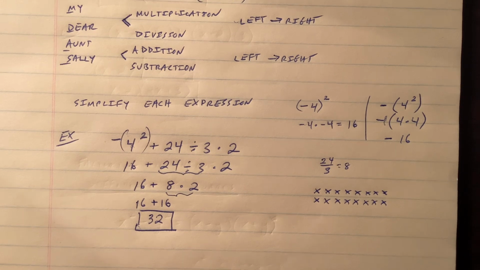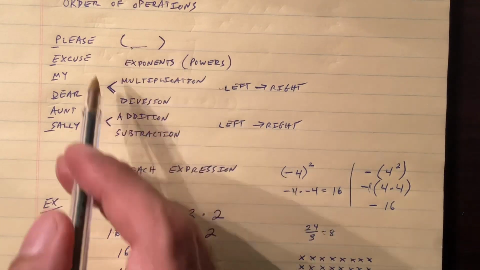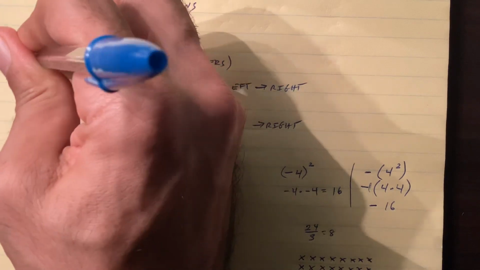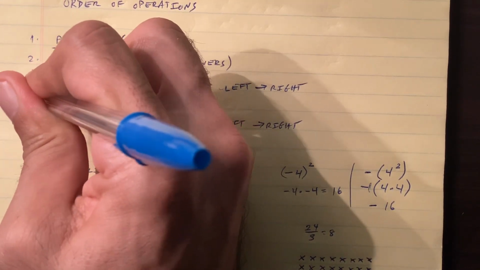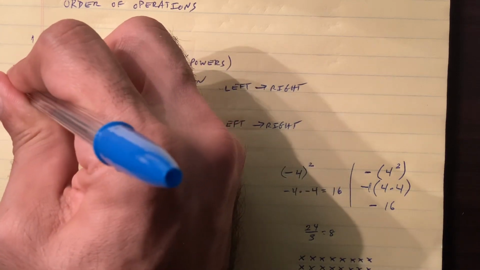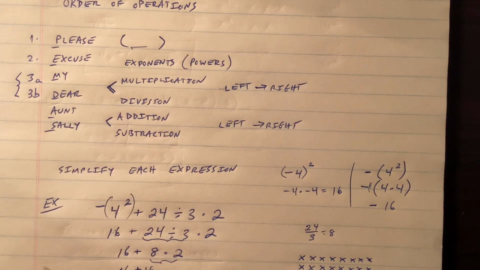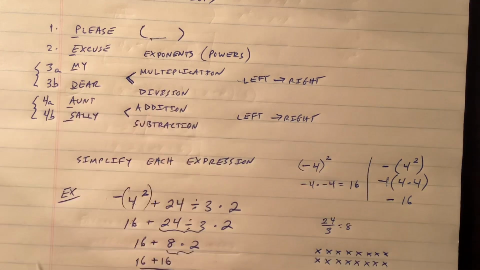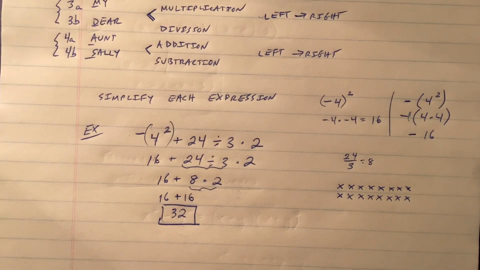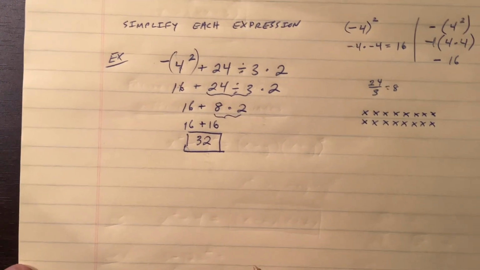All right, so as long as we have our list here, we're going to go in order. 1, 2, I'll put 3a and 3b because remember, multiplication and division work together, and I'll do 4a and 4b for this because these work together also. So as long as we do these 4 things, then we'll be okay and we can simplify anything. Let's take a look at another example.